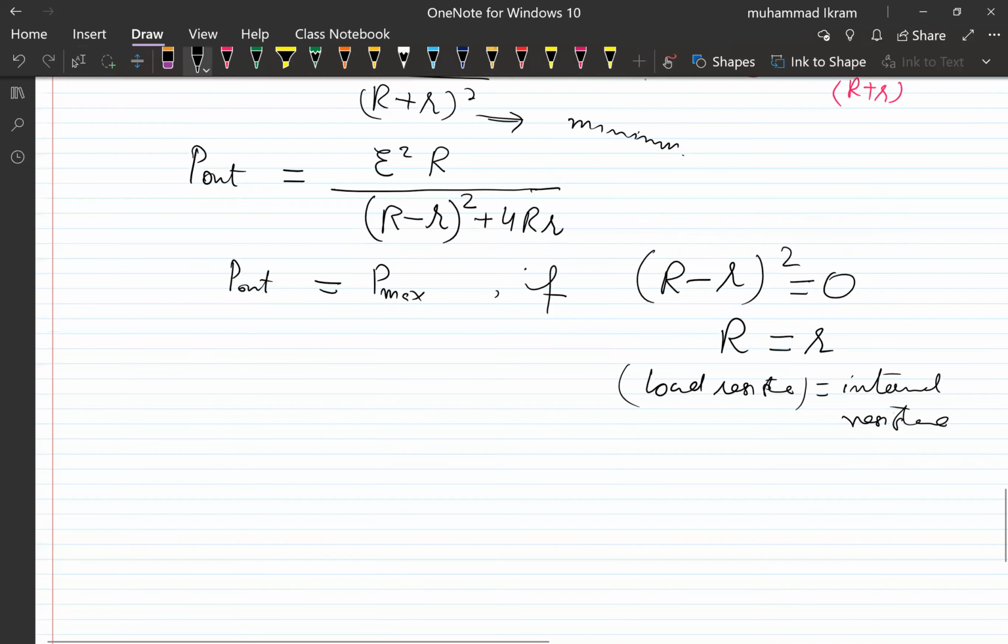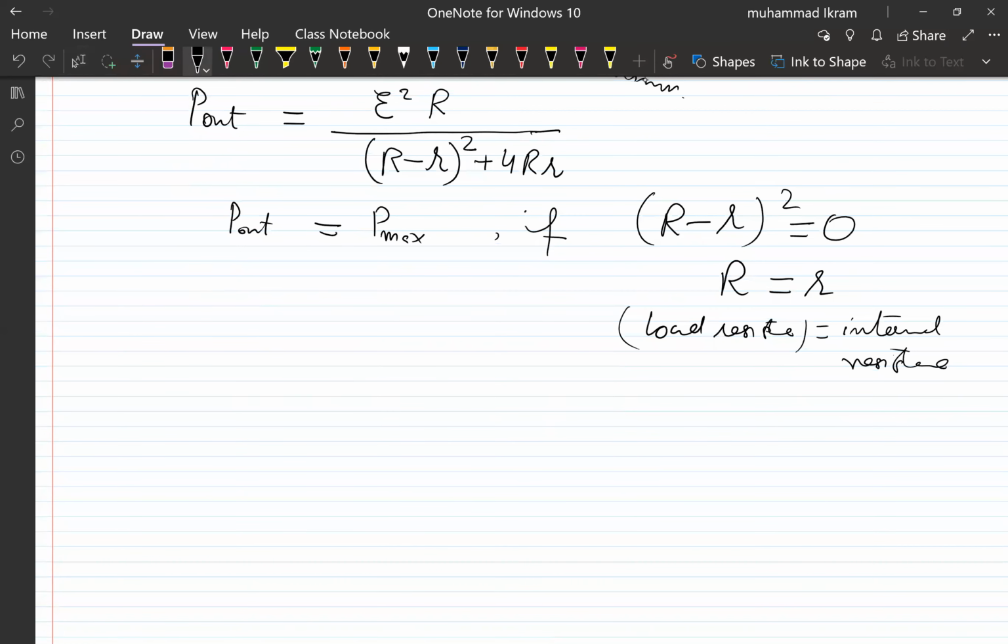So what does this mean? This is in fact the result you must focus on, which I'm going to write: the least resistance has the greatest wattage.